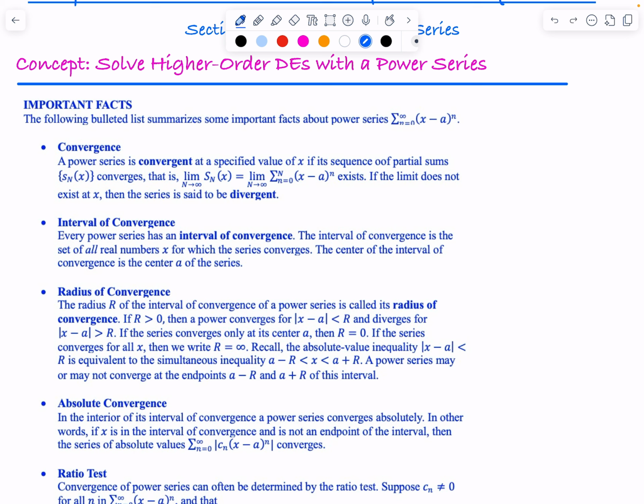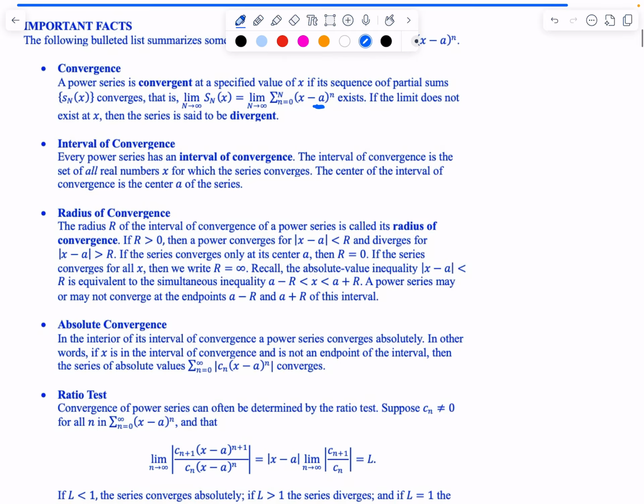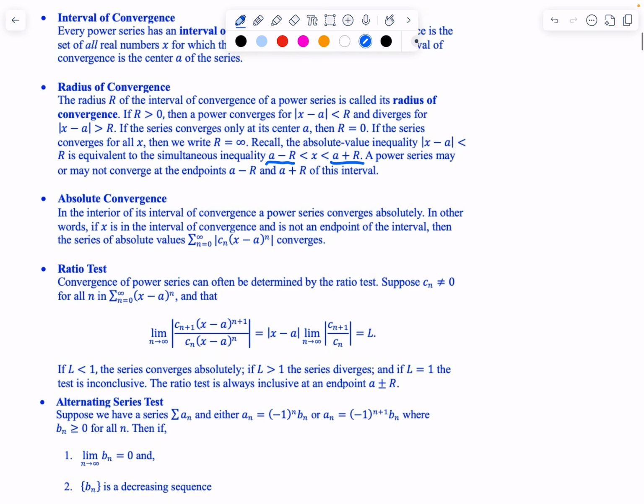Okay, interval of convergence: there is going to be some interval around a such that when I pick an x in that interval, it'll converge. Radius of convergence is what you would think: you have a, and then you'll have a minus R and a plus R, and everything within that will converge, everything out of it will not converge. Absolute convergence: in the interior of its interval of convergence, a power series converges absolutely.